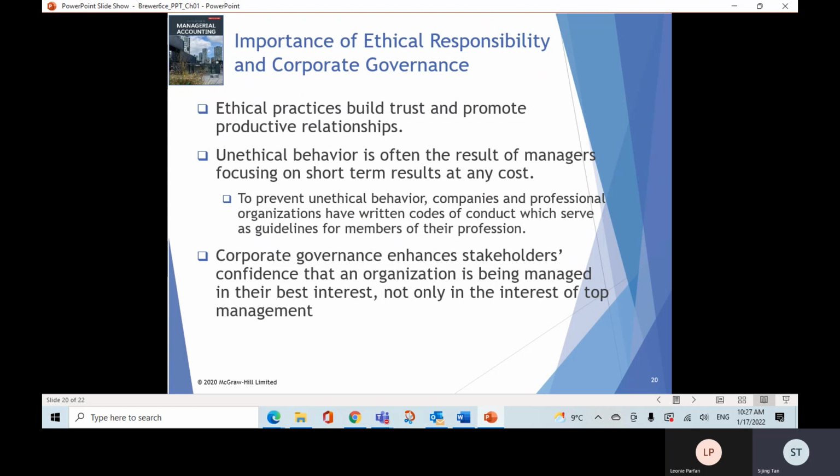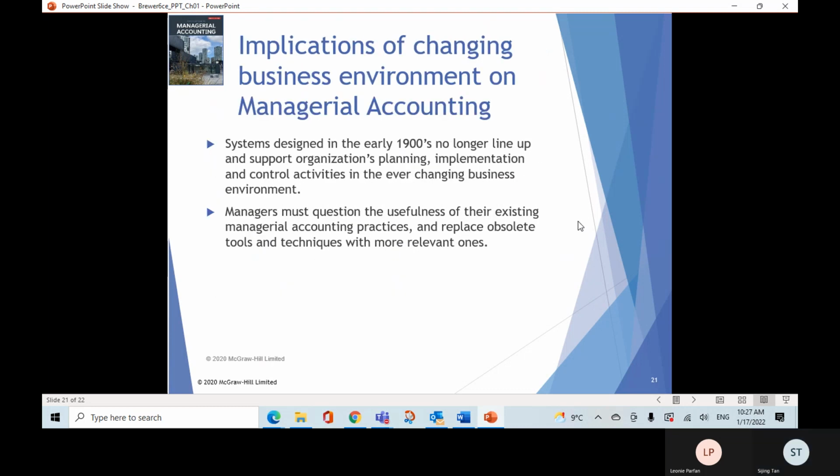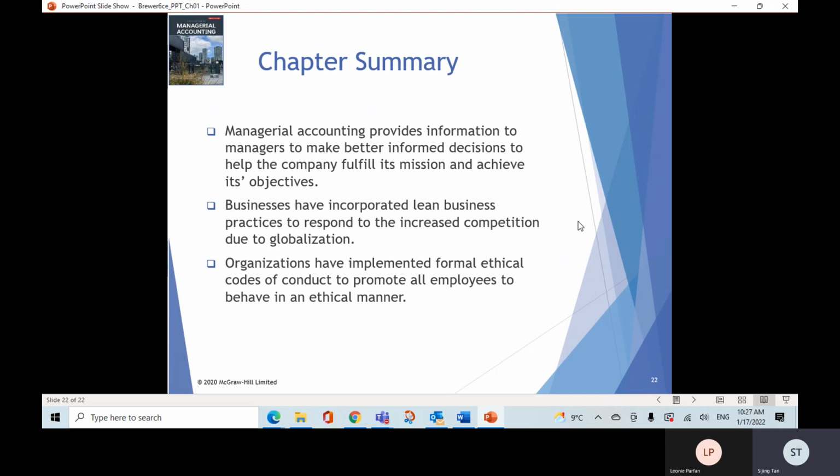That is basically our chapter 1. So this is not much calculation. It's just a basic introduction to managerial accounting. Managerial accounting provides information to managers to make better informed decisions to help the company fulfill its mission and achieve its objectives. Businesses have incorporated lean business practices to respond to increased competition due to globalization. Organizations have implemented formal ethical codes of conduct to encourage all employees to behave in an ethical manner. So that is our summary for chapter 1.